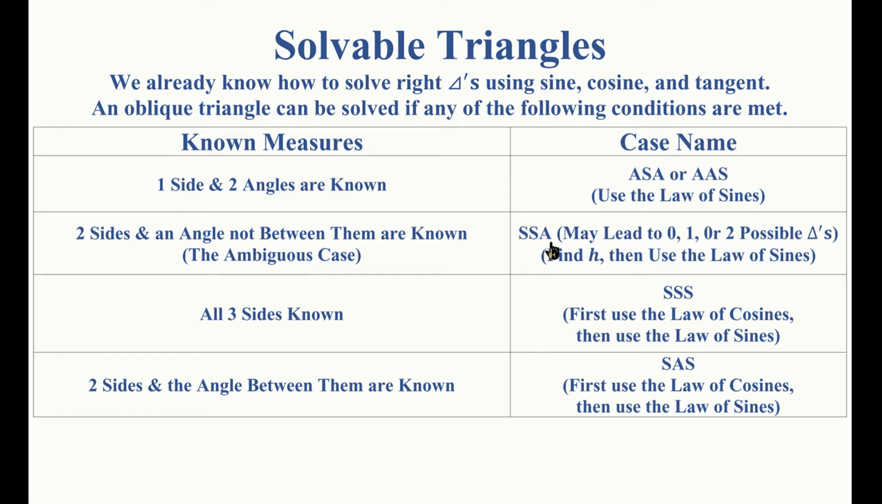So to determine that, we usually find the altitude, and that helps us determine the number of possible triangles. Again, we discussed that in detail last time, so please take a look at that video for that purpose. Another case is when all three sides are known, and the last one is when two sides are known and the angle between them. Both of these last two cases are going to require the law that we're going to study today, which is the law of cosines.